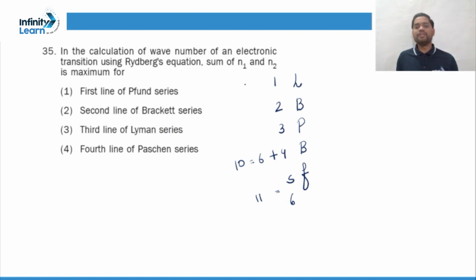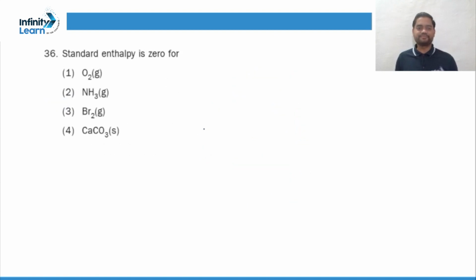So that is 1, 2, 3, 4. So 4 plus 1 is equal to 5. Do we have any other thing? So this is 10. This is 5. Fourth line of Paschen series. So 3, 4, 5, 6. So 6 plus 3 is 9. So the maximum value is 11, and hence 35. Option number 1 is the right answer.